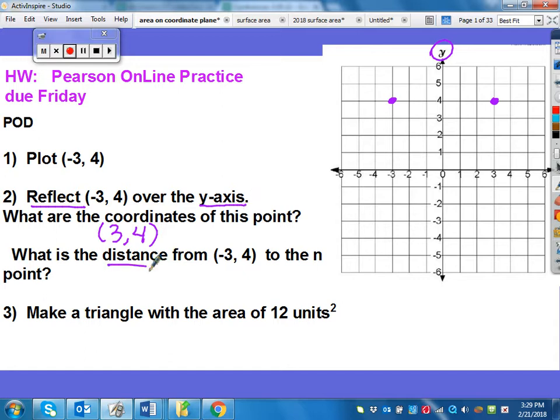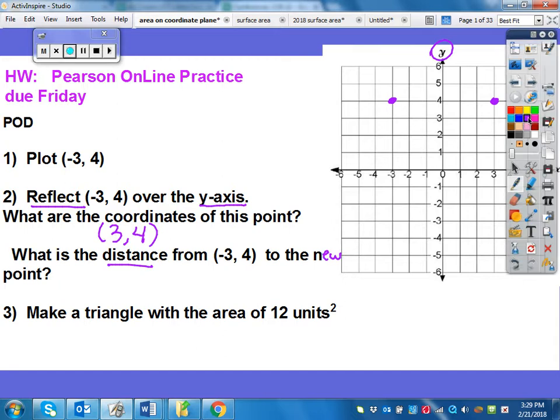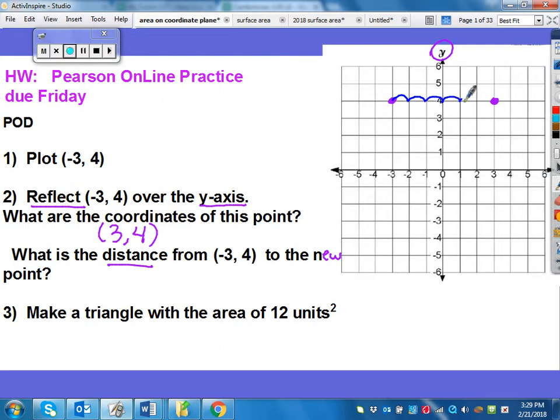Now I want to find the distance. When I'm finding the distance to the new point, I'm just going to count. I'm going to go 1, 2, 3, 4, 5, 6. I like to make little bunny hops because I think that makes sure that my counting is quite accurate. So I found the distance was 6 units.